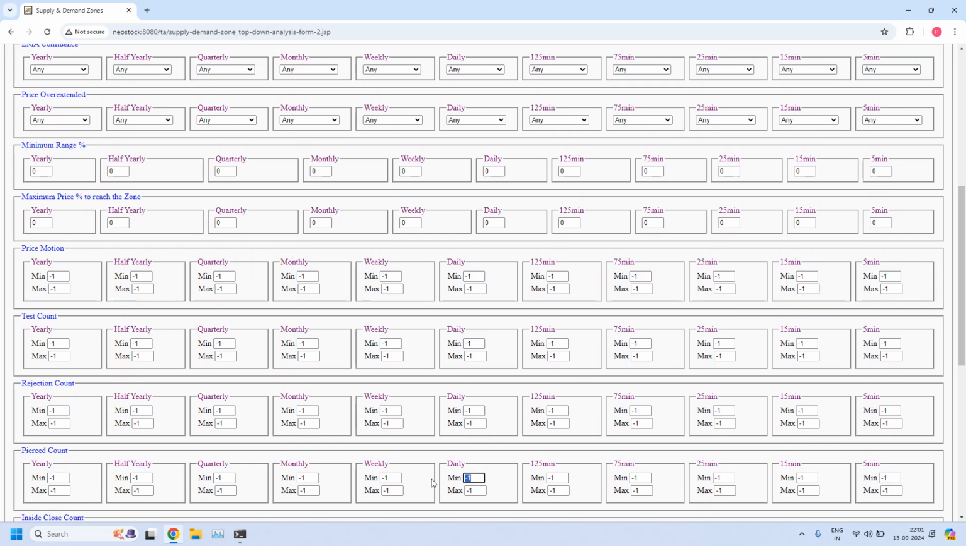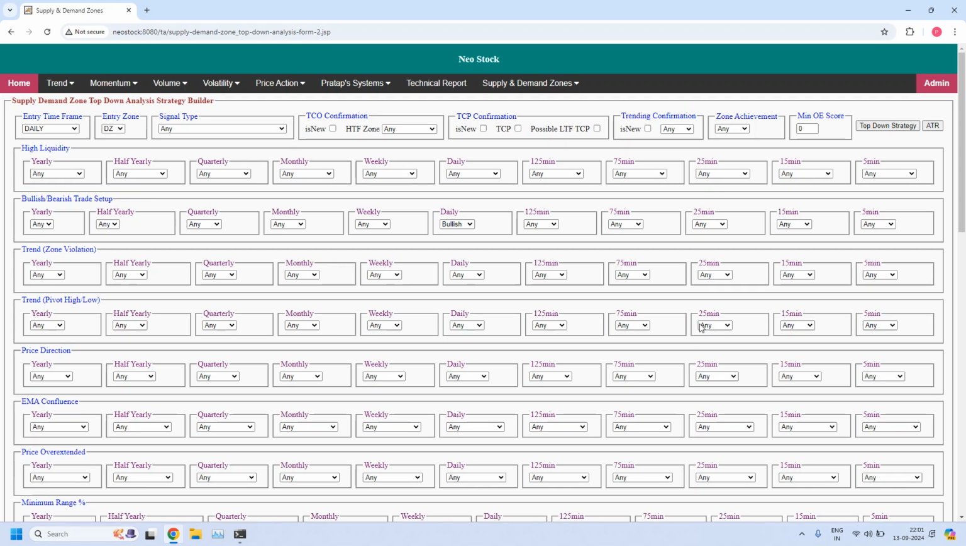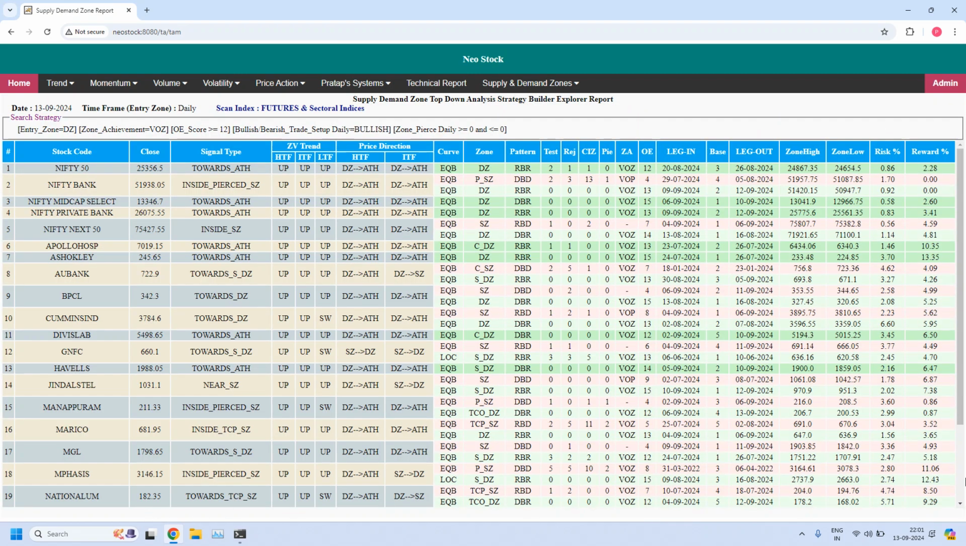So in the daily time frame, minimum value 0, maximum value 0. Zone achievement violated opposing zone, minimum order enhancer score 12. All the three filters are applied to the daily demand zone. And this is the filtered list. Total 25 stocks are filtered. Let me scroll the list down.